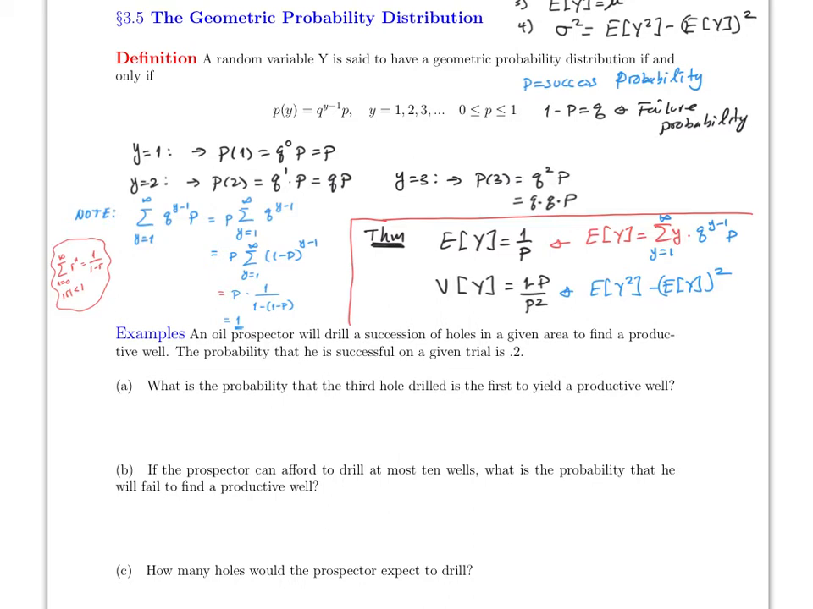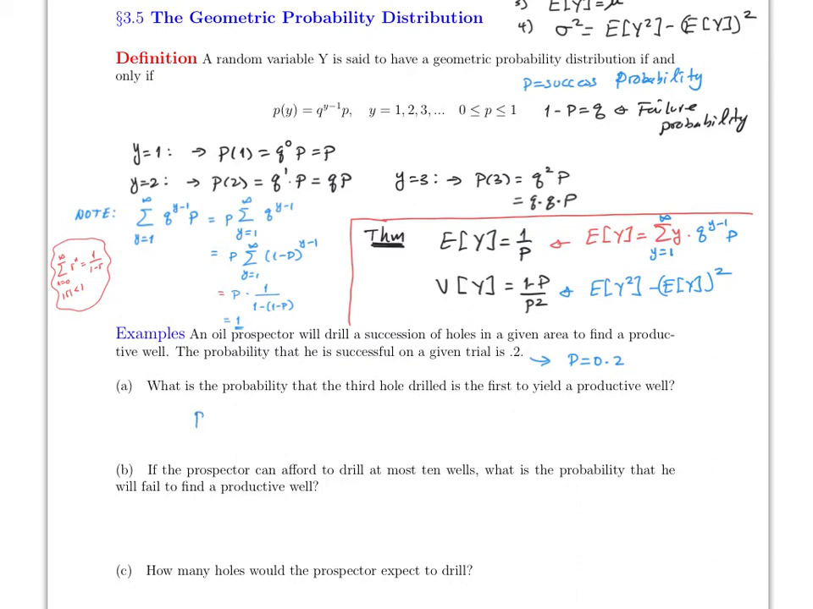Okay, so now let's do an example. The example says the following: an oil prospector will drill a succession of holes in a given area to find a productive well. The probability that he is successful on a given trial is 0.2. So therefore, this is telling you that p is equal to 0.2. What is the probability that the third hole drilled is the first one to be successful?